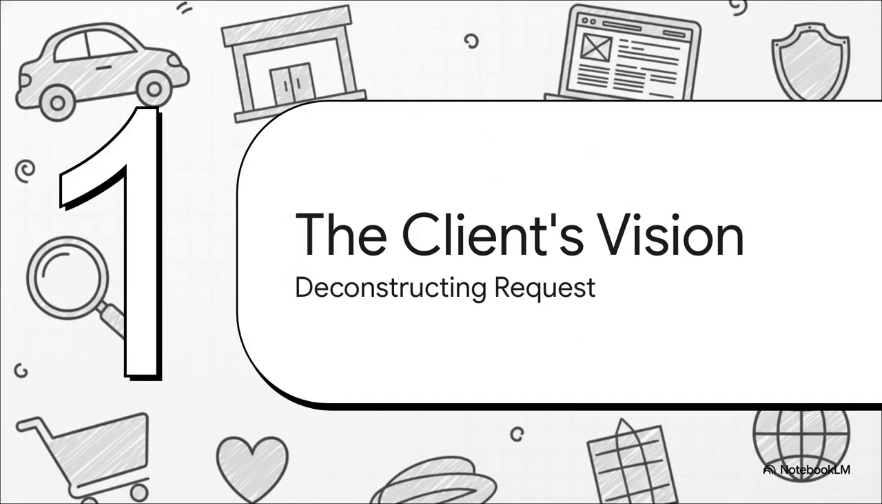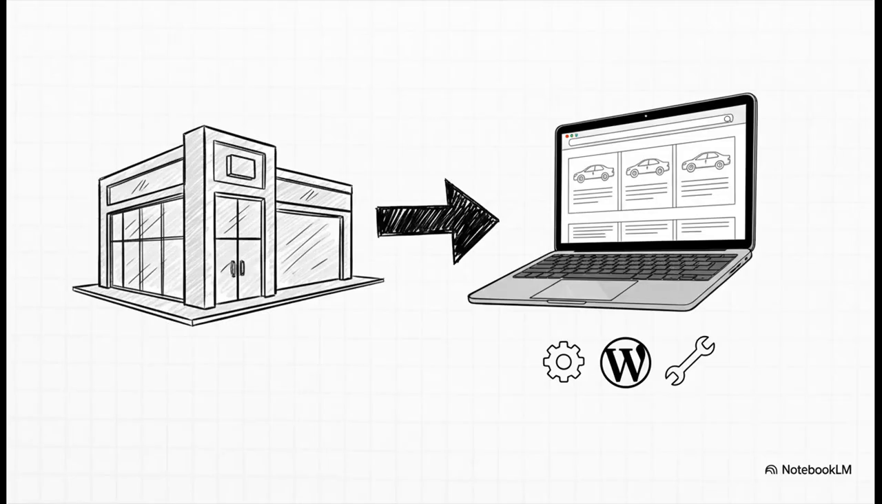Okay, so first things first. Before you even think about writing a single line of code or picking a cool font, you have to do this. This is the most critical phase, understanding what the client actually wants. I'm not kidding, this is where projects either succeed or totally fall apart. So what this boils down to is the client needs a digital showroom. That's the key phrase. Their physical car lot needs a virtual twin.